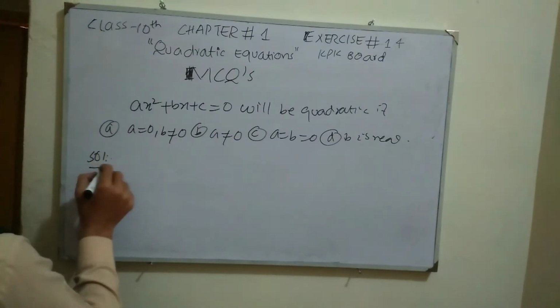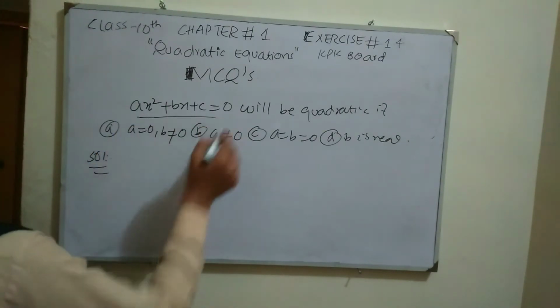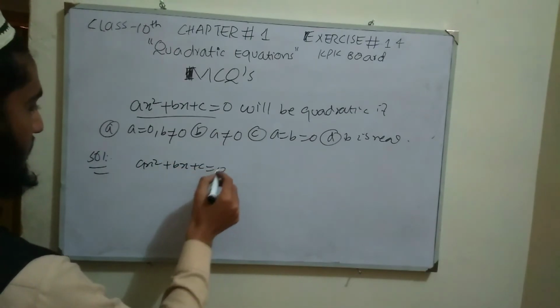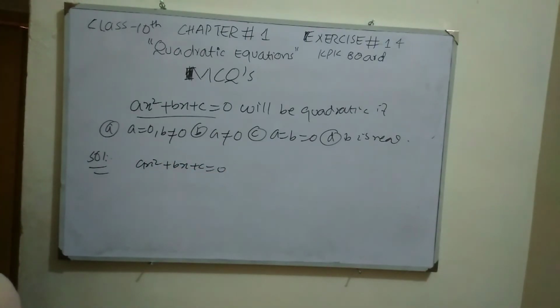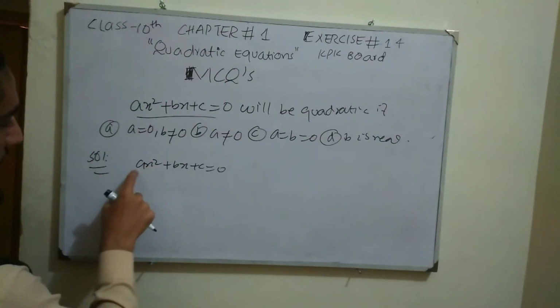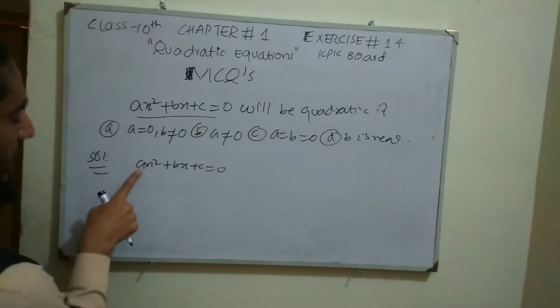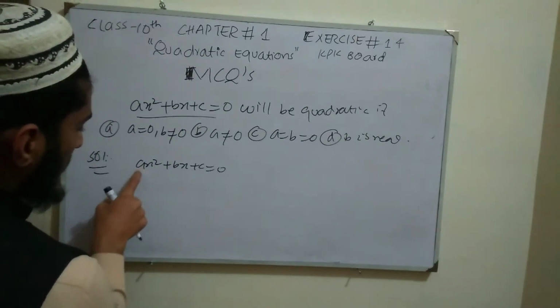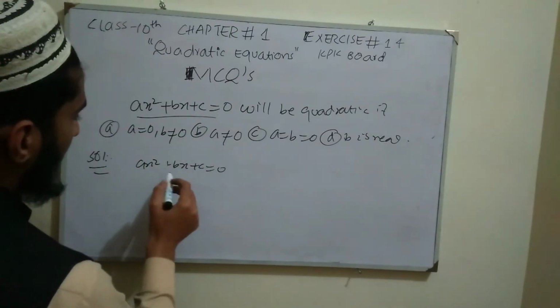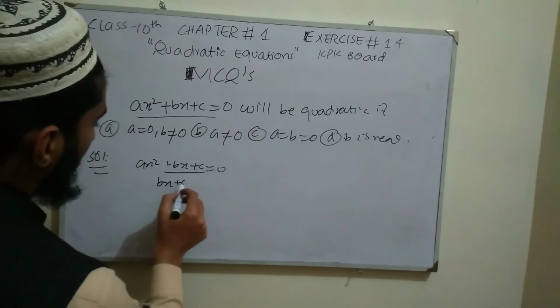Solution. Taking this equation, ax square plus bx plus c is equal to 0. You know that this equation is called quadratic equation if the coefficient of x square, which is a, is either positive value or negative value. So if we put a is equal to 0 here, this whole term will become 0, and we are left just with bx plus c is equal to 0.